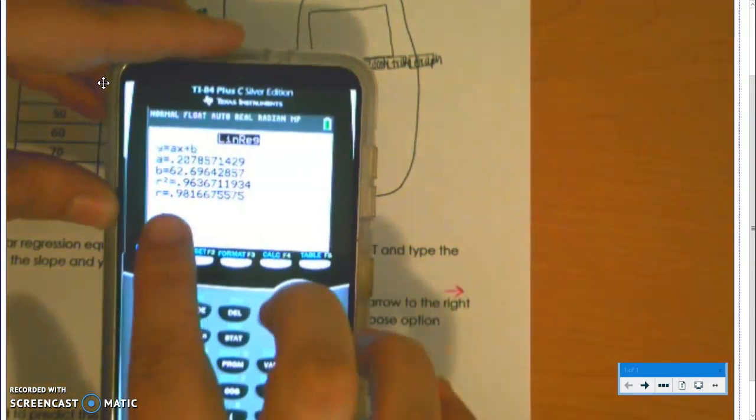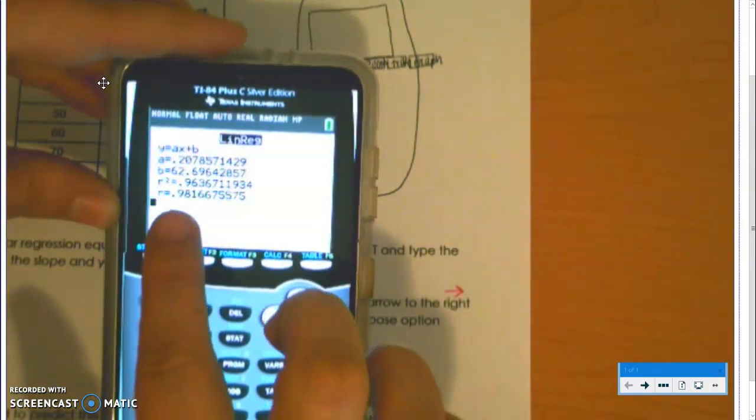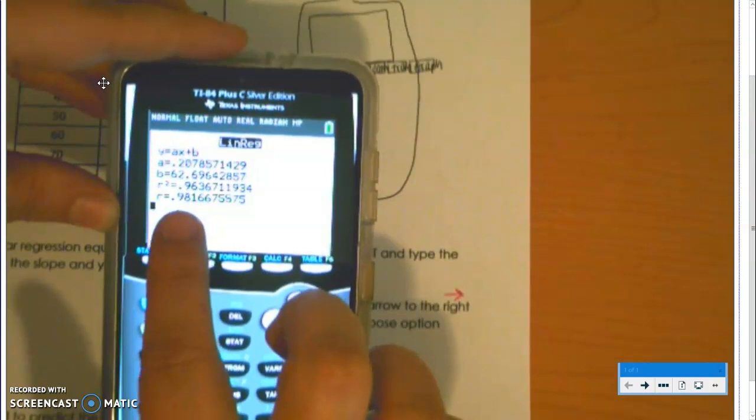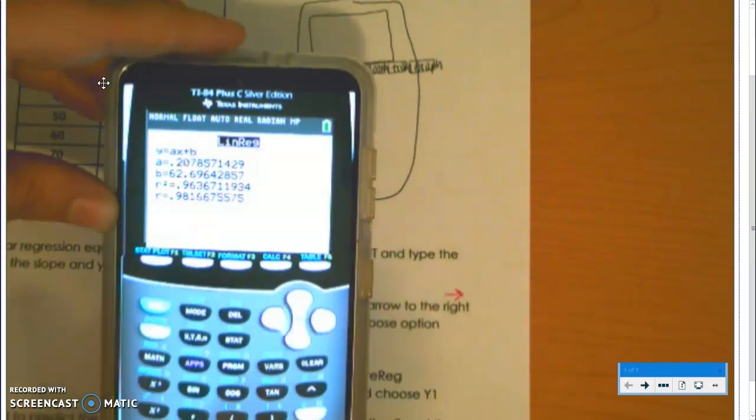You want it to be close to 1. And so this is good. 0.98 is very close to 1. So if it asked, is it a good correlation? Yes, because 0.98 is close to 1. That's how you use the r number.